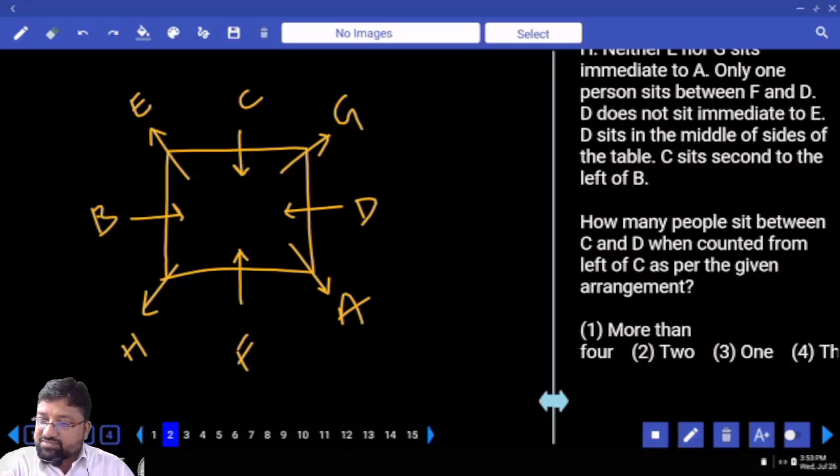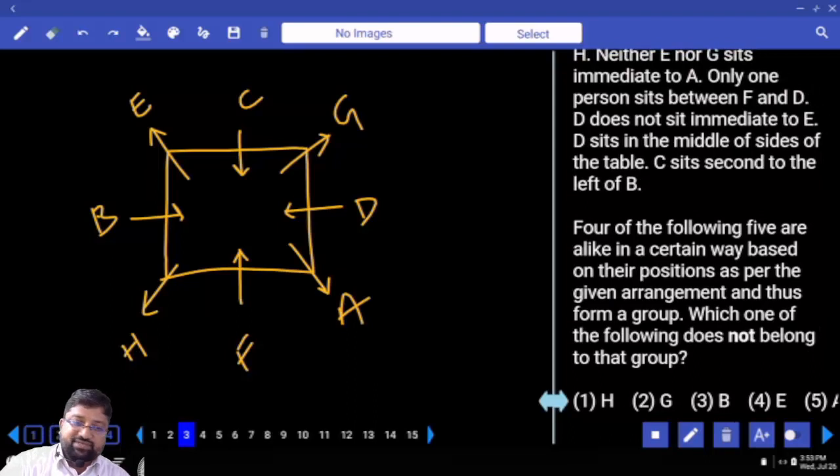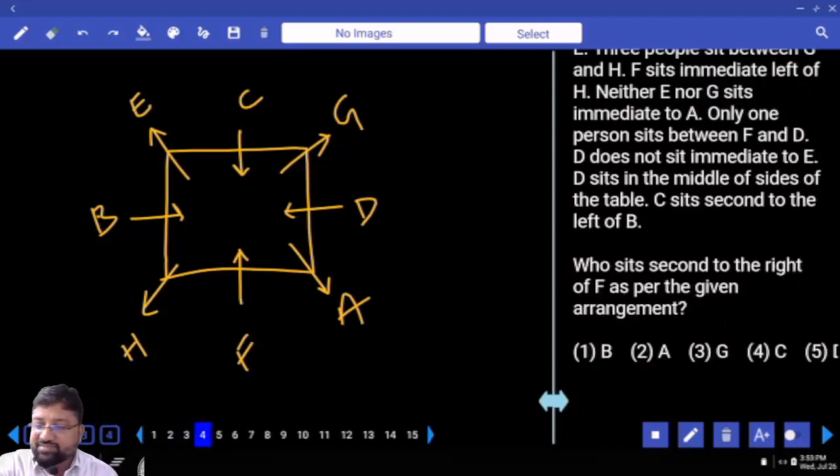How many persons sit between C and D when counted to the left of C as per the given arrangement? Between C and D to the left of C, only one person. 4 out of the following 5 are alike. H, G, E and A outside, B is inside. Option B. Who sits second to the right of F as per the given arrangement? Second to the right of F is D.